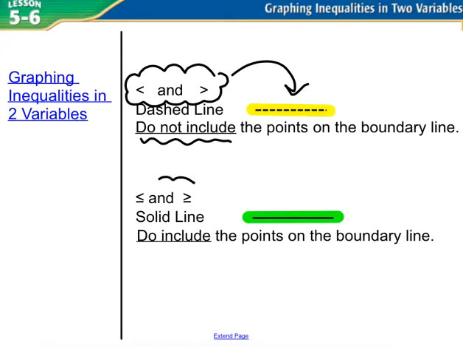Also, if it's a less than or equal to or greater than or equal to, we need to use a solid line. That means the points on the boundary line are part of the solution, as well as everything else we shade above or below that line. I don't know if you need to write that down again, but when we do our graphing, you have either that dashed line or that solid line. All right, let's do some examples.